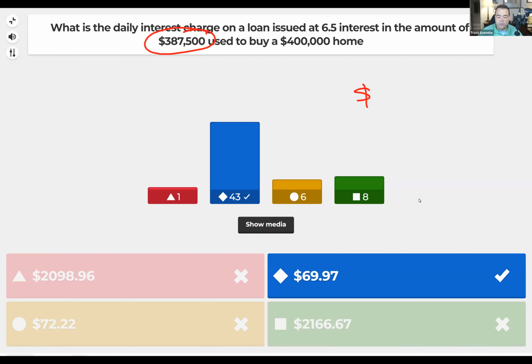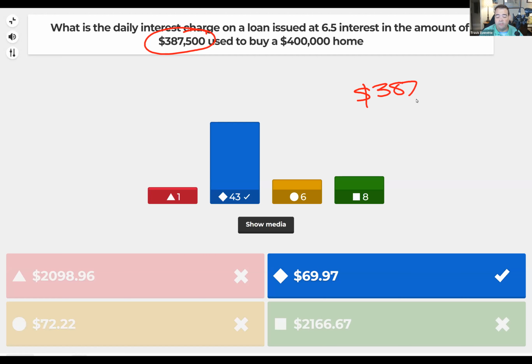In case somebody needs to go back and watch it. So when you calculate on this question, to calculate this daily interest charge, if you want to calculate the daily interest charge on any loan, you need to know the loan balance first, and then you need to know the interest rate. But that's an annual interest rate.